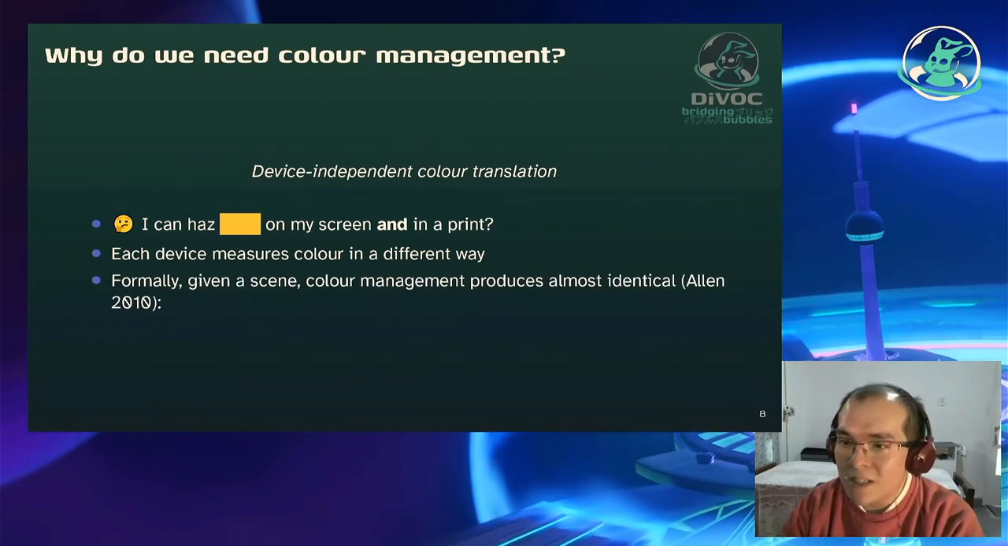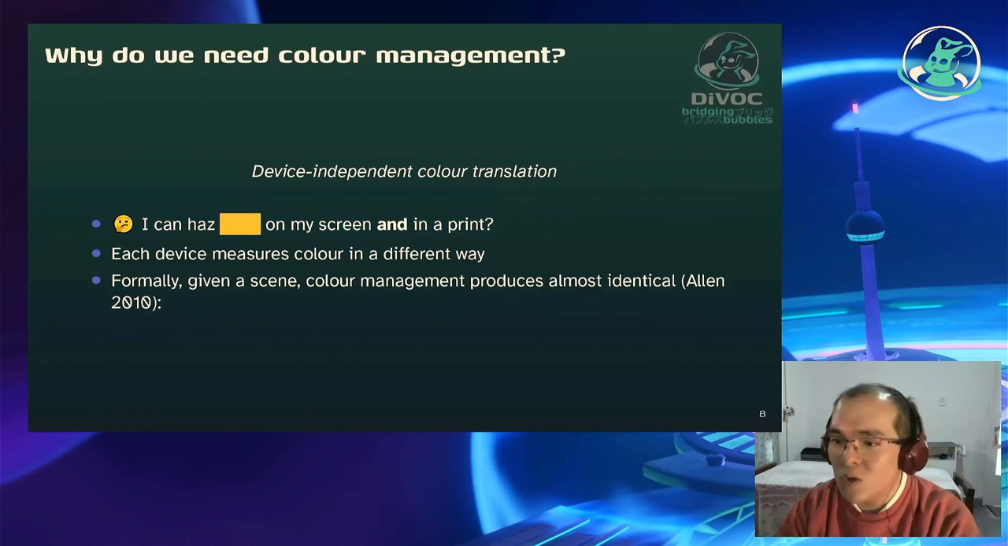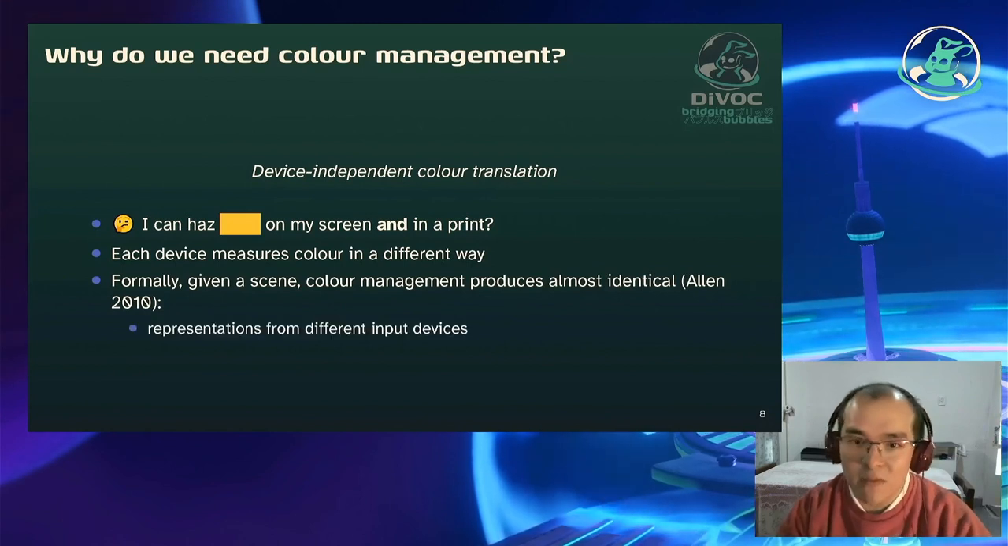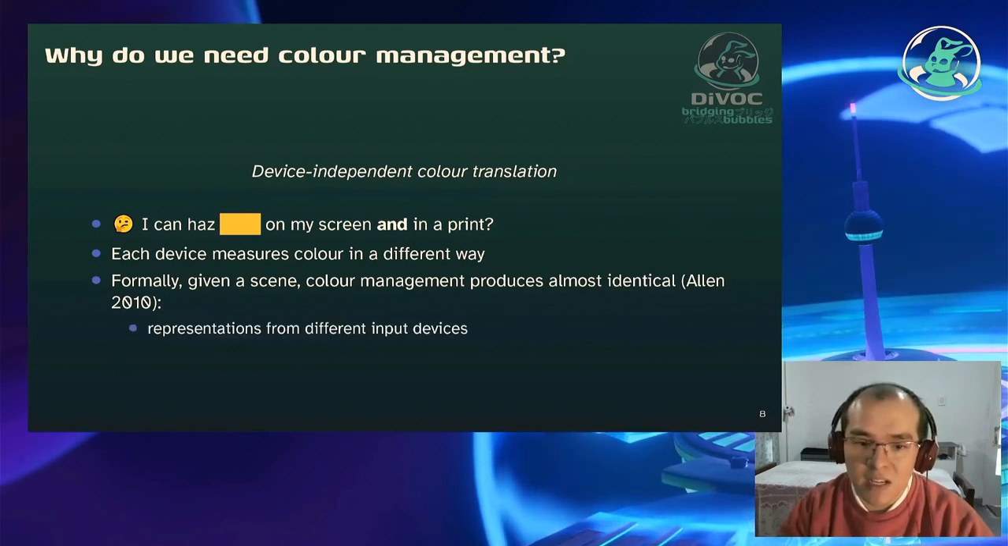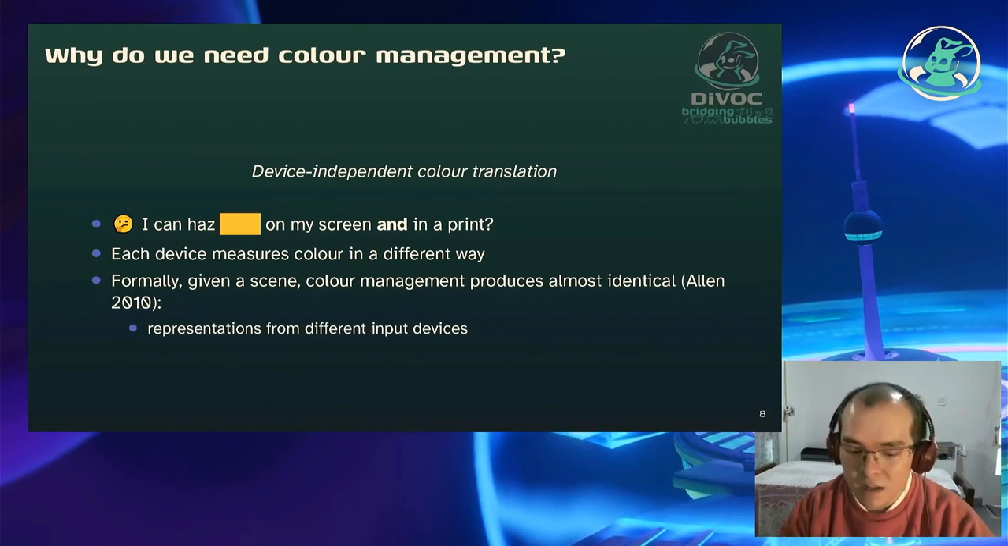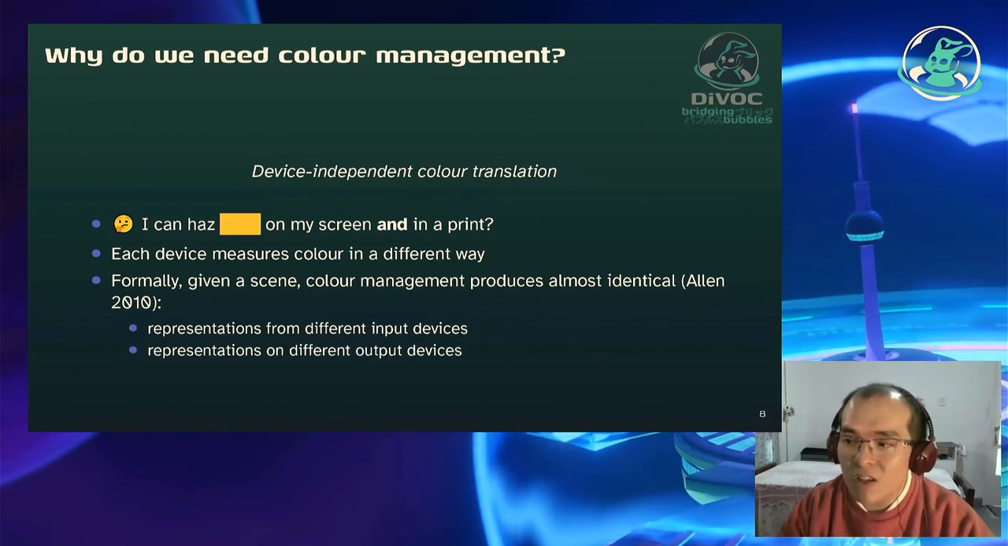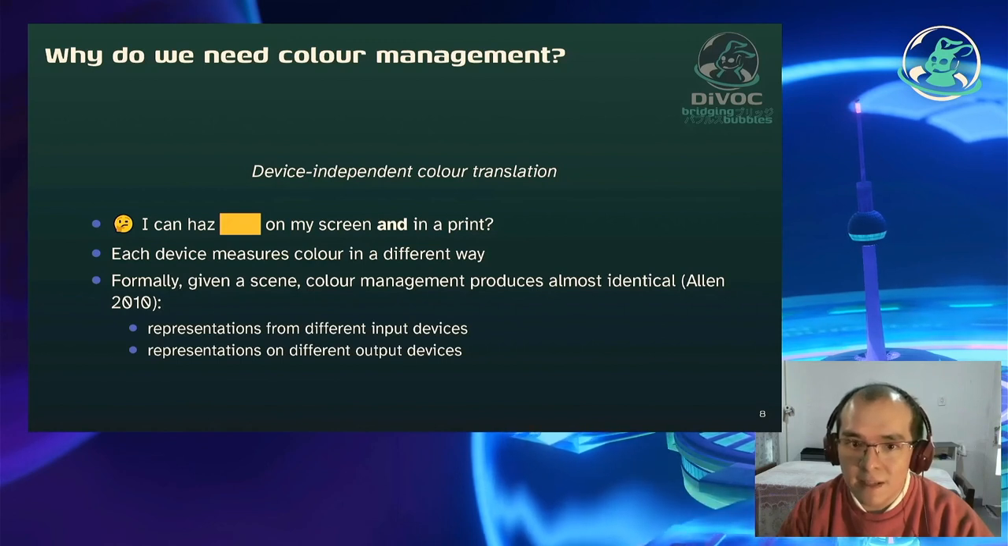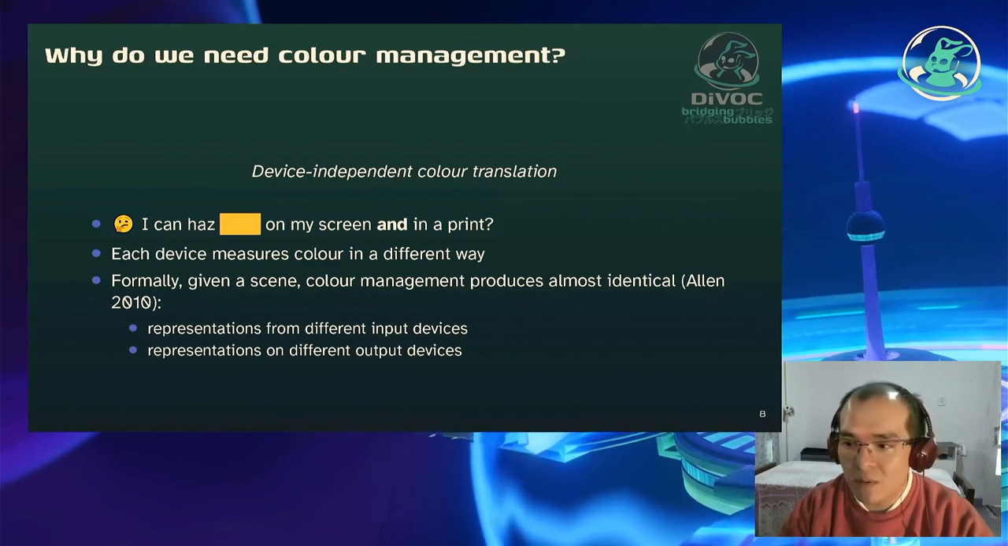And formally, given a scene, color management's aim is to produce identical representation from different input devices, be it a scanner or a camera, and make them look the same on different output devices, in this case, a screen or a printed job.